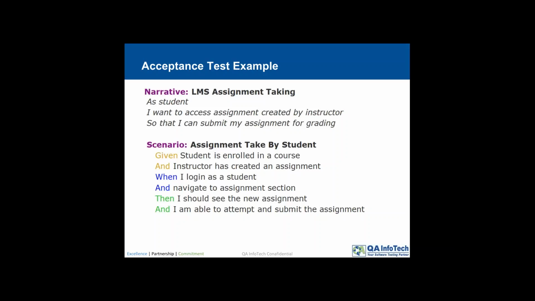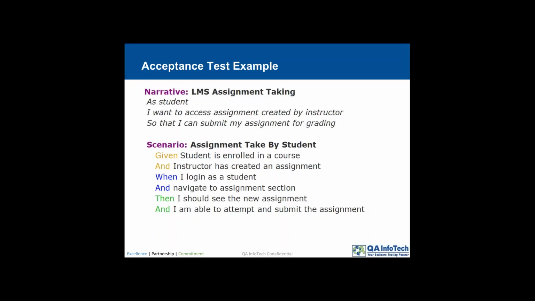Now, there are a lot of steps associated with these scenarios written in the BDD style, having given, when, and then against each step. So given are essentially the prerequisites, when are the actions that are being performed by the user on the system, and then involves all the validations and tracking the responses of the system. So for this scenario, given is a student who has to be enrolled in a course, and an instructor who has created an assignment.